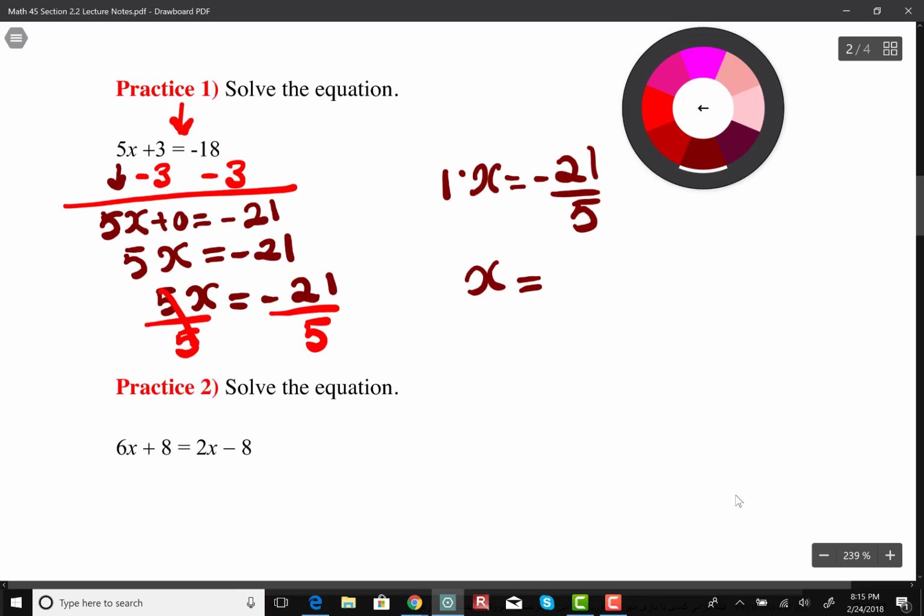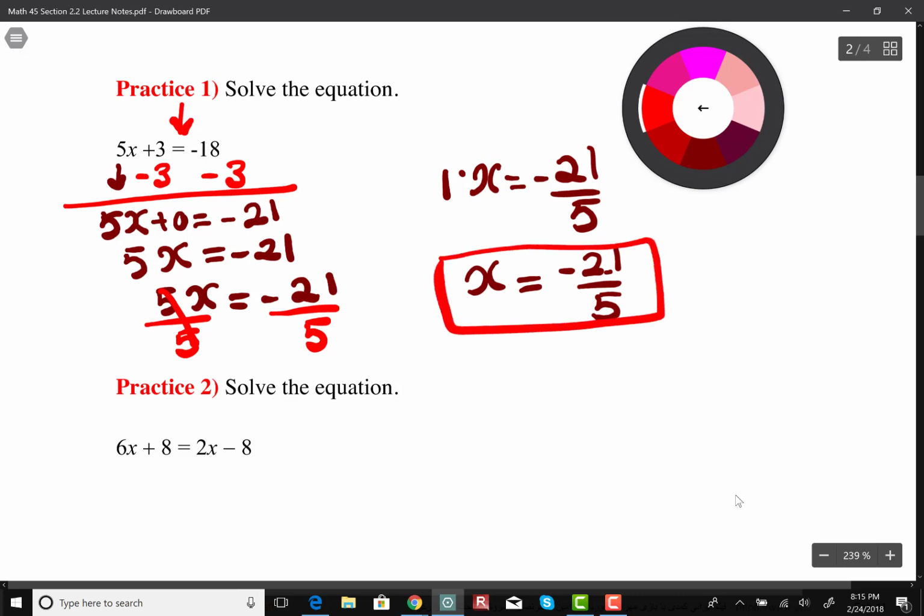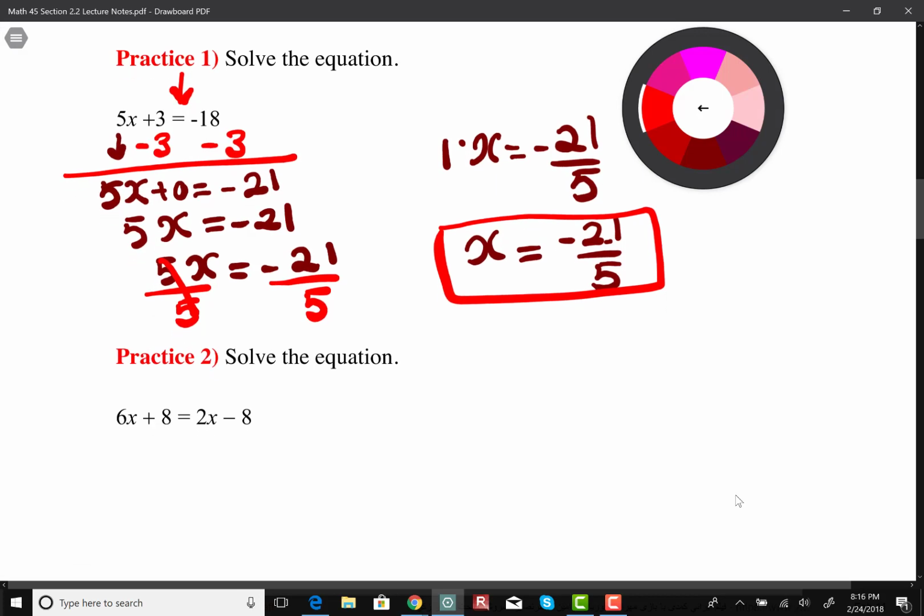This ended up being a fraction, and we have to make sure it's in reduced form. It is, because 5 and 21 don't have a common factor. Therefore, you should leave it in fraction form, because that's the exact value. If they want you to change it to decimal, they will mention it. So when nothing is mentioned, that means leave it in reduced fraction form. Same thing in here for the next practice.